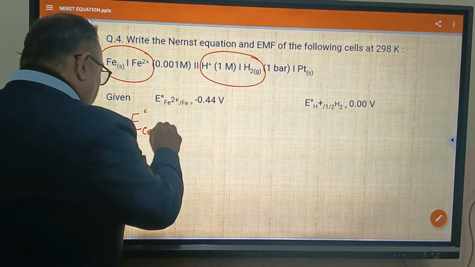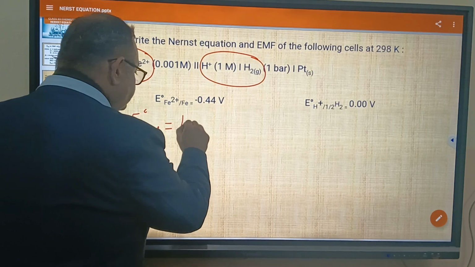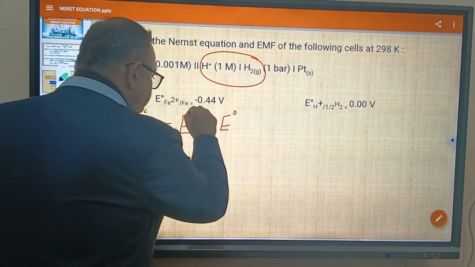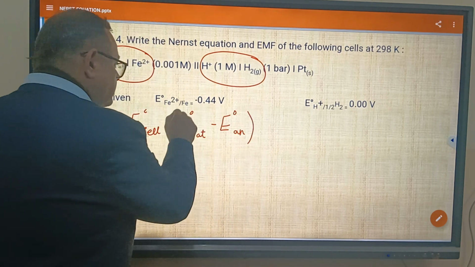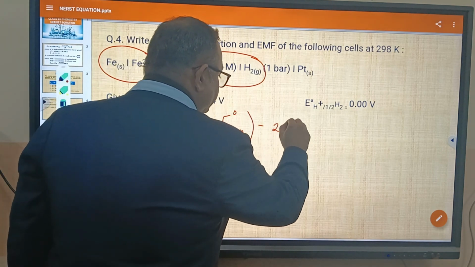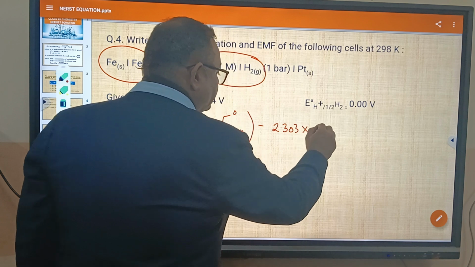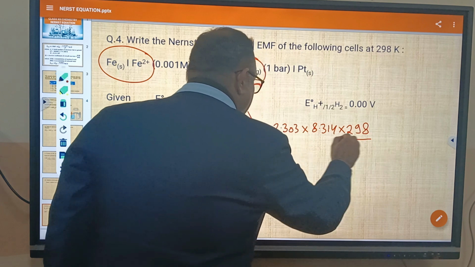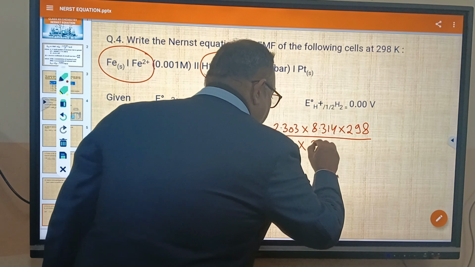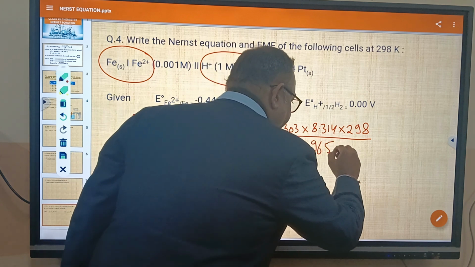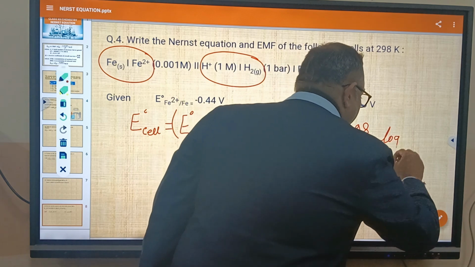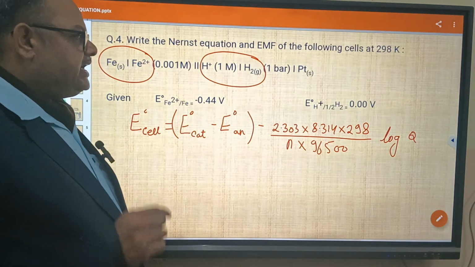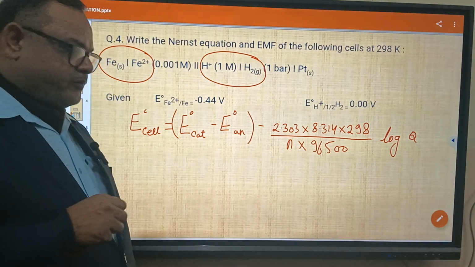E cell is equal to E naught cathode minus E naught anode minus 2.303 multiplied by 8.314 into 298 upon n into 96500 multiplied by log of Q. Now before writing Q and n, we need to balance this equation.